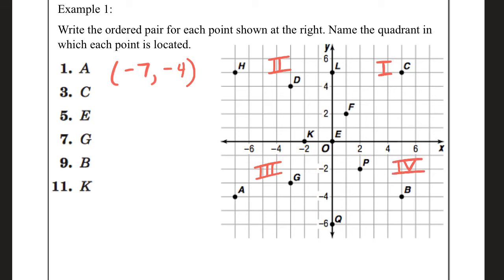I'm just going to throw these in so we can reference them throughout. So what quadrant is point A in? Kind of running out of space here. This is going to be in quadrant 3.